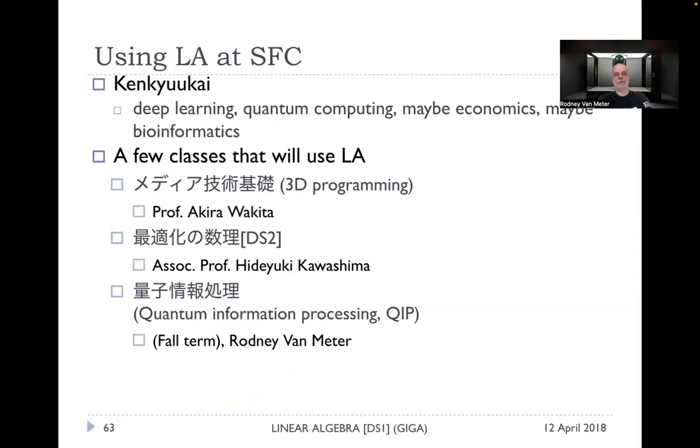And in fact, some of the classes that will use linear algebra: Media Gijutsu, that's 3D programming taught by Professor Wakita, that uses linear algebra, and Kawashima Sensei's Saitekika no Suri, or optimization theory. Doesn't actually say that on there. It's optimization theory. And then also my class on quantum information processing, which is available in the fall. This fall 2023, I'll be teaching QIP in Japanese for the first time, but even if your Japanese isn't very good, you can still come join the class because we have all the materials available in English. It'll be fine.